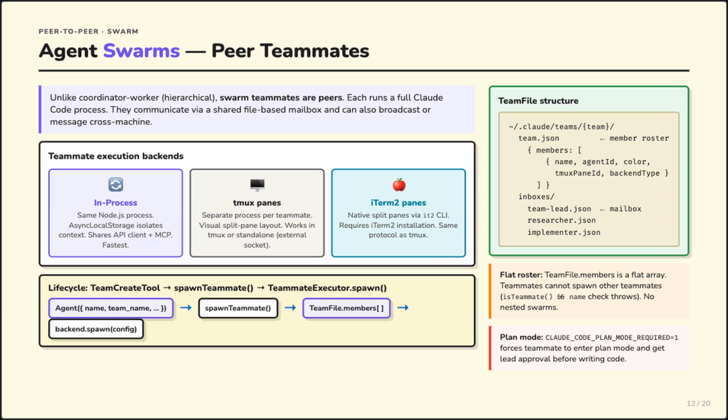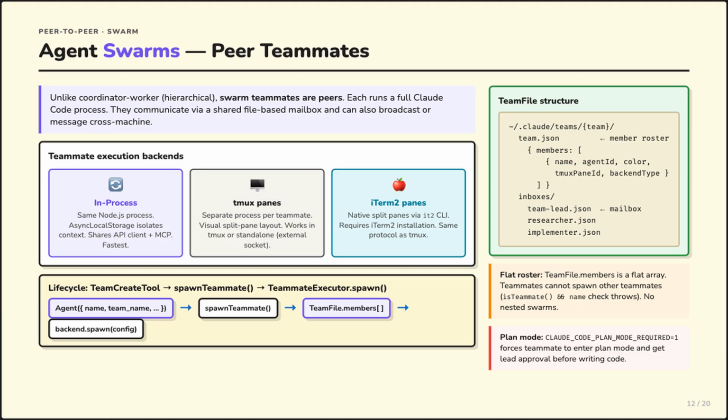Agent swarms are a different coordination model from coordinator worker. Instead of a hierarchy, teammates are peers. Each runs as a full Claude Code process or runs in process with async local storage for context isolation. There are 3 execution backends. In process is fastest and shares the API client. TMUX panes give you visible split terminals, and iTerm2 panes use native split views.